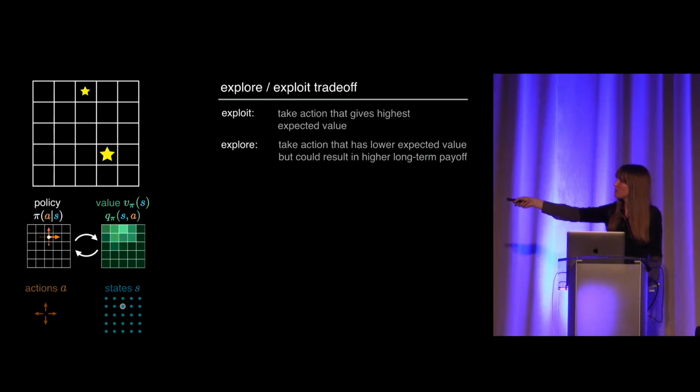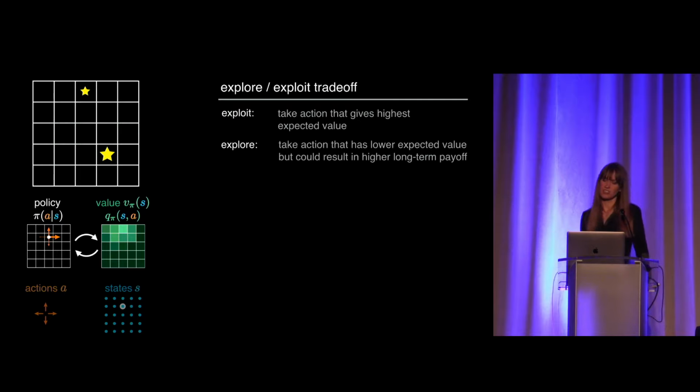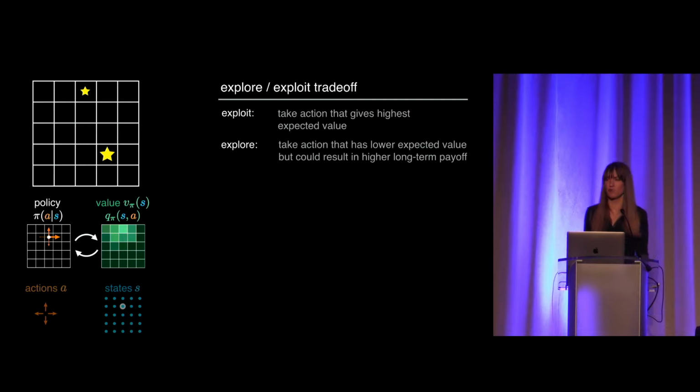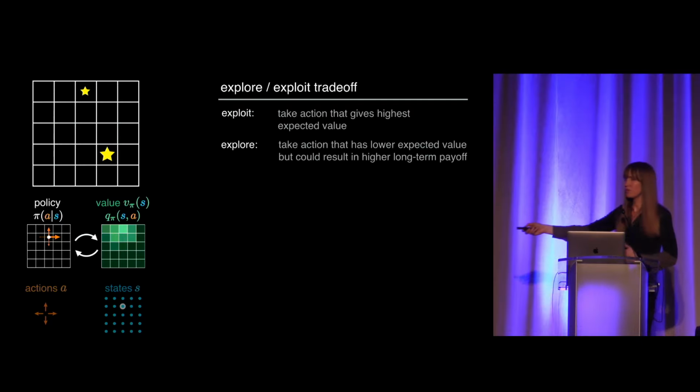So an alternative would be to spend some of our time exploring by choosing actions that we don't expect to be as good, but might lead to higher long-term payoff. And so we can think about how animals or agents might navigate this explore-exploit trade-off. And this often impacts how people think about designing these sorts of policies. So how agents will choose an action given where they are. So there are different ways of choosing policies that balance exploration and exploitation differently.